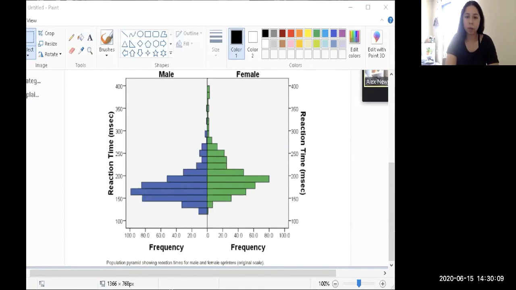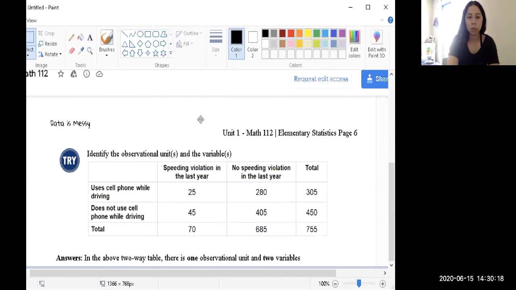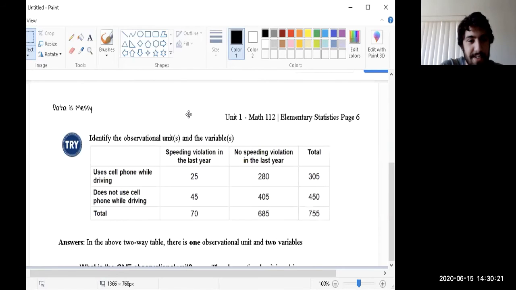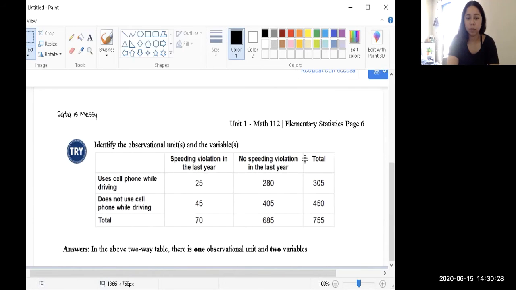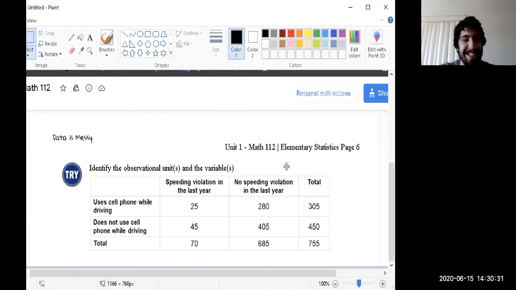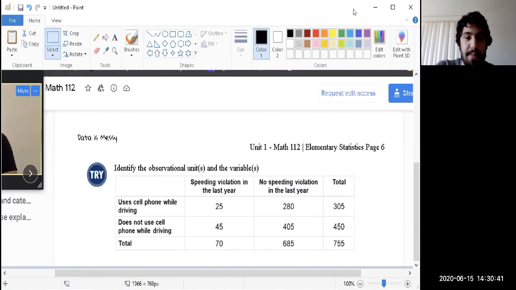So these are the graphs from module 1, right? The video? Yeah. Next question. I gave you the answer though. Hold on. Yeah, the next question. All right, so identify the observational units and the variables. You can see it, right? That's good. All right.